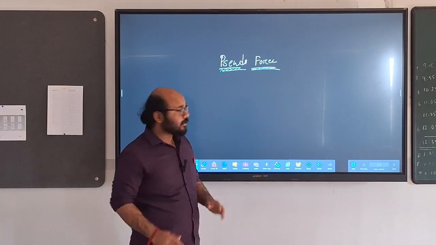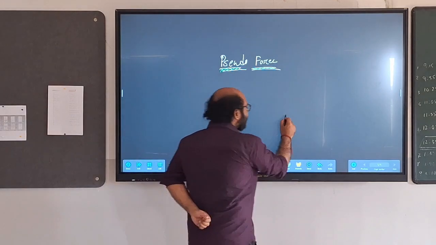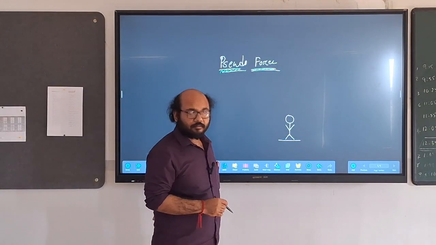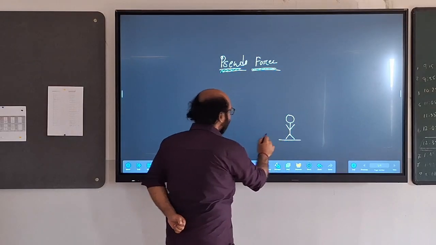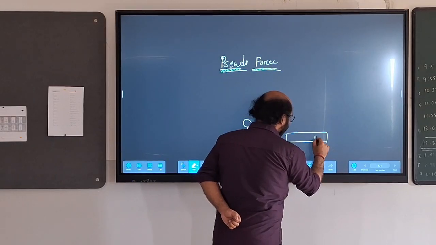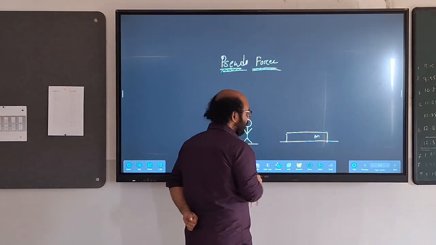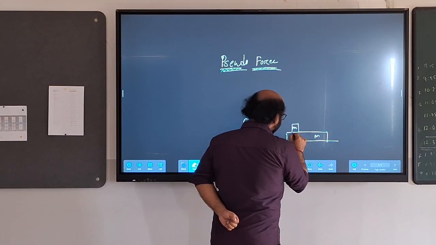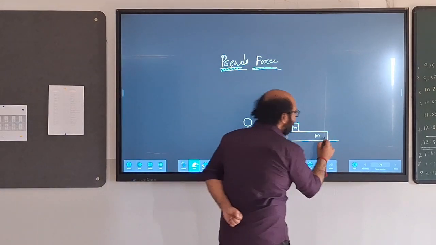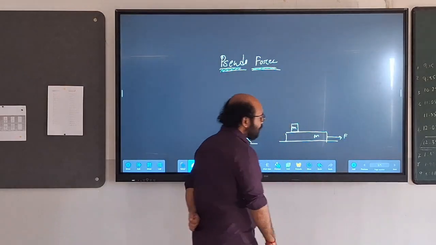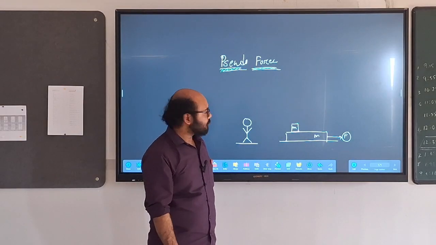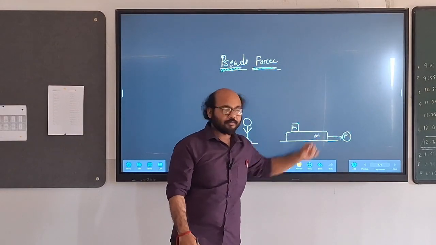For that, let us take a scenario. Let's say you are standing on the ground. Now, a slab of mass M is kept on the ground, and another small block of mass small m is kept on the bigger slab. Now imagine this slab is being pulled with some force F. So this slab will start moving forward with some acceleration.